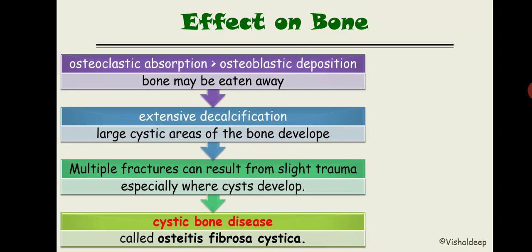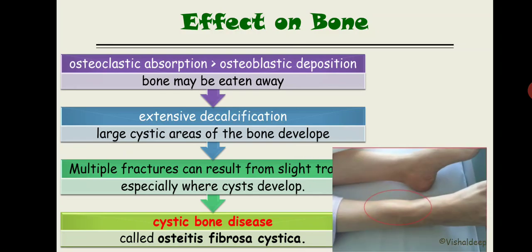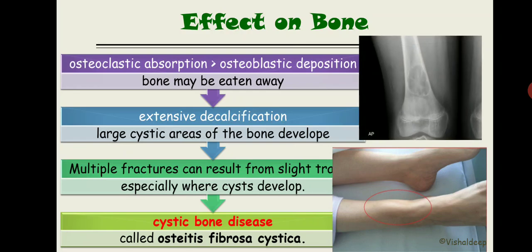Let me show you a picture of this osteitis fibrosa cystica. See in this diagram, this tibia showing a cyst formation over the bone, and if you see this radiographically, it will look like this. This is not the tibia actually, it is a humerus, but I show you the cyst. This is how the cyst will be seen in radiography.